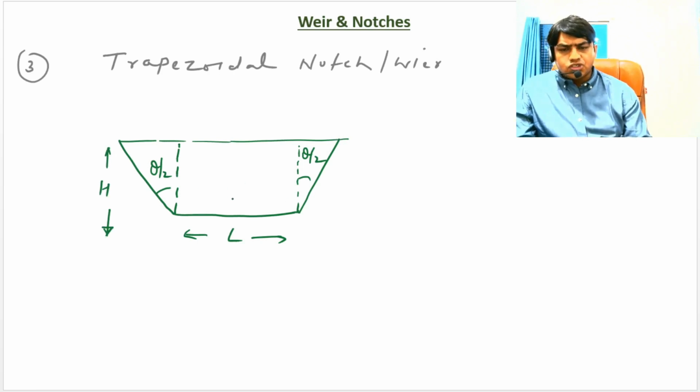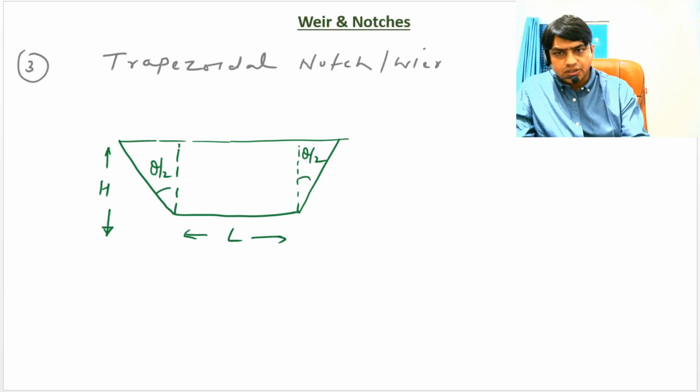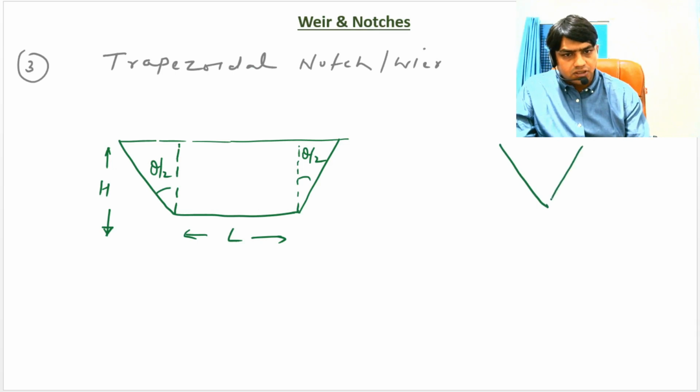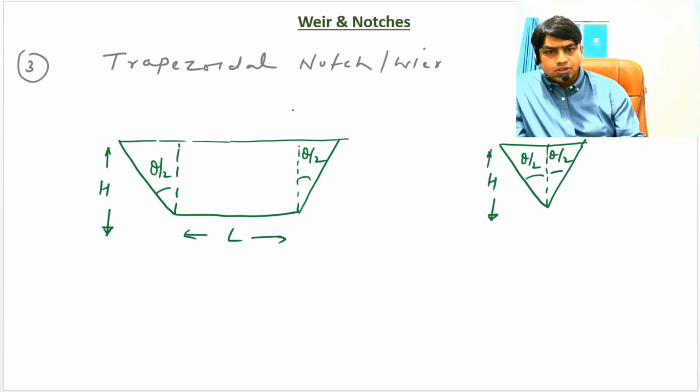So in this type of notch, we can see that the discharge can be combinedly computed, or we can say that the discharge can be superimposed, by computing the discharge due to the rectangular notch and the discharge due to the triangular notch. Because if we combine the two sides, this theta by 2 and this theta by 2, it will look like a triangular notch or V notch.